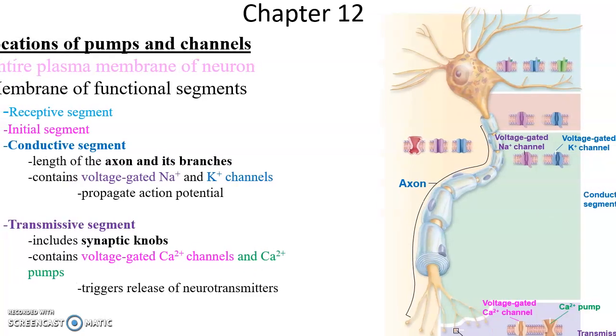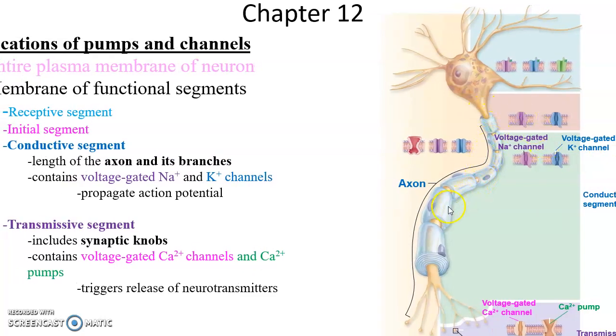Then we have the conductive segment, aka the bulk of the axon. Here we find lots of voltage-gated sodium and potassium ion channels, and they are what is generating the action potential and propagating it down the length of the axon. And they allow for a lot of depolarization.